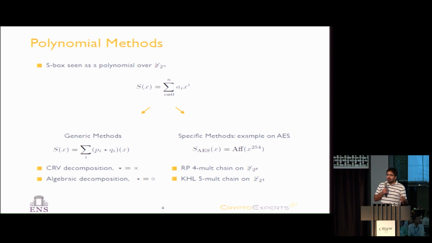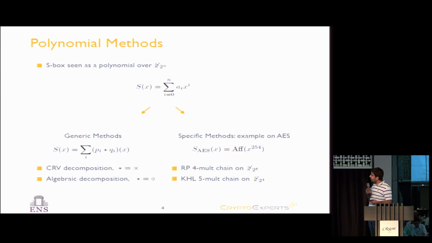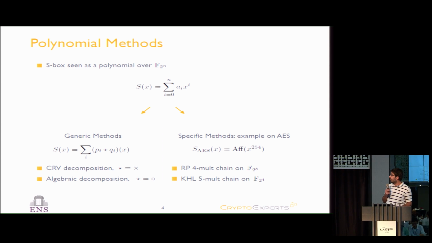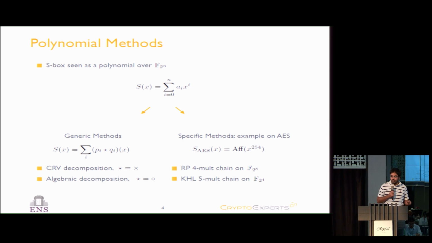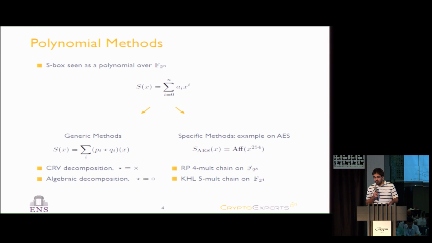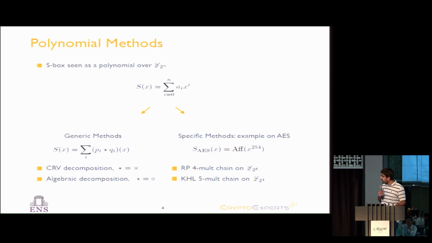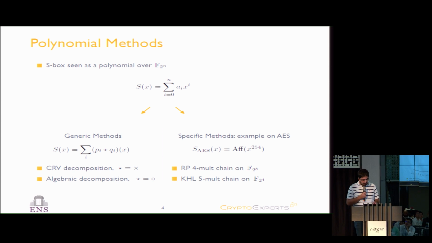Another problem is to look at specific S-boxes, since these S-boxes have structure. For example, it is well known for the AES that the polynomial representation of the S-box can be seen as x to the power 254, composed with an affine transformation. For this problem, the two best solutions in the state of the art are the RP multiplication chain, which consists of 4 secure multiplications on F2 to the power 8, and the KHL multiplication chain, which uses one more multiplication but on a smaller field, F2 to the power 4.